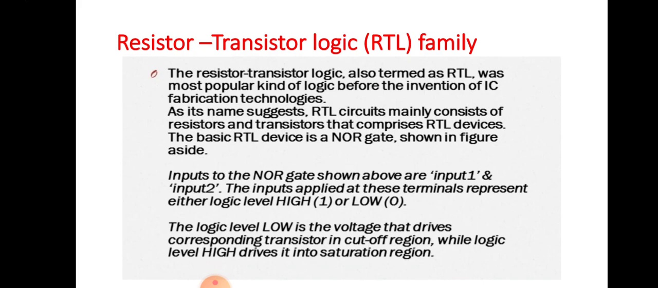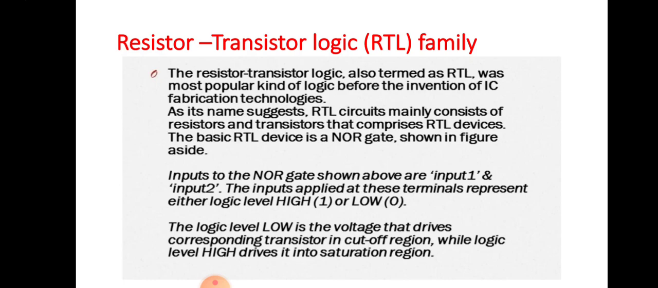So before the invention of IC fabrication technology, the mostly used logic was the RTL. As its name suggests, an RTL circuit mainly consists of resistors and transistors that comprise RTL devices. Means the circuit is a combination of some resistors and transistors. In the next slide we will see the circuit diagram of the RTL logic family. The basic RTL device is a NOR gate shown in the figure aside. So for designing a NOR gate, we are using the RTL family, which is a combination of resistors and transistors.